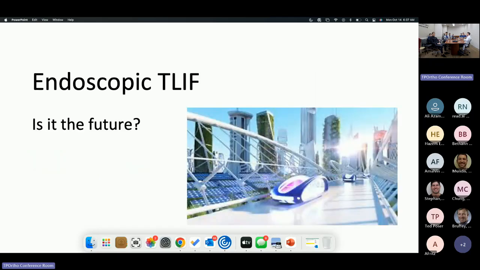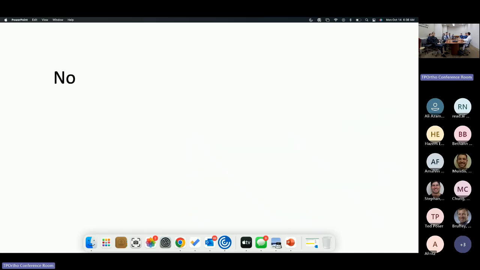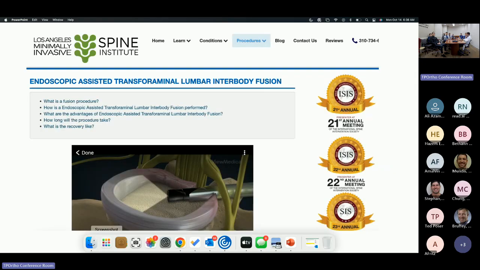So endoscopic TLIF is the hot thing. I don't know if it's still hot. It's been the hot thing for the last decade, but people always want to talk about it and learn about it. Is it the future? In my opinion, no. It definitely is out there in the market. I Googled endoscopic TLIF to see what came up, and this is some private practice with a camera and all these ribbons because he went to the ISASS meeting. It's kind of silly marketing stuff, but it's definitely out there.